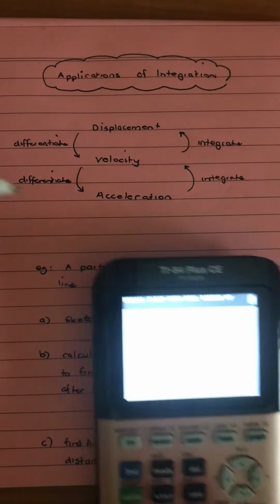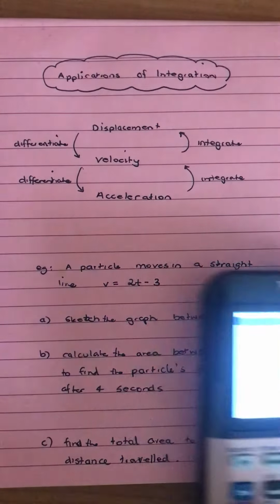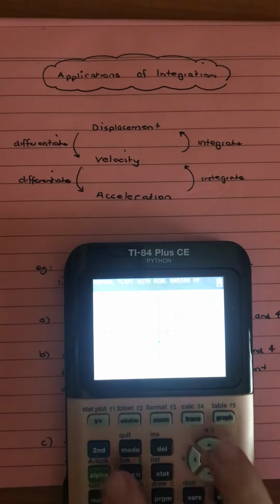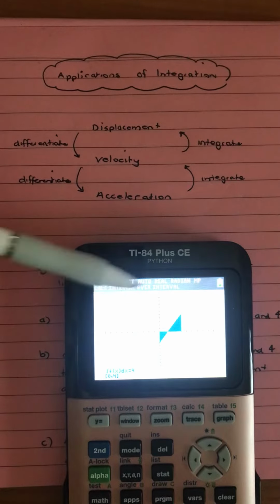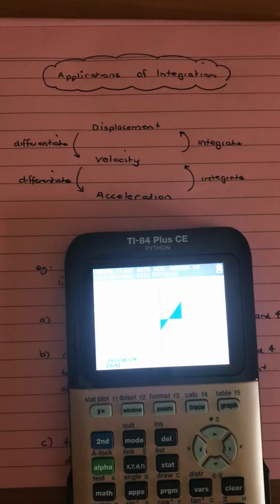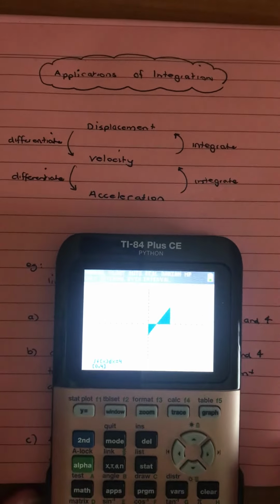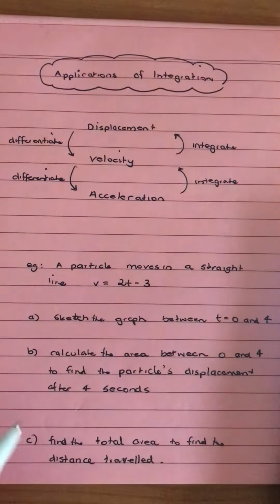There's our linear function. And then the next one says calculate the area between 0 and 4 to find the particle's displacement after 4 seconds. Now here's where there's a difference between what we're working out. So if we put the integral in between 0 and 4, see how we've got a negative section and a positive section. So for the displacement, we are not being concerned, like it's an overall displacement, so the negative can come into play there. So we get an area of 4.